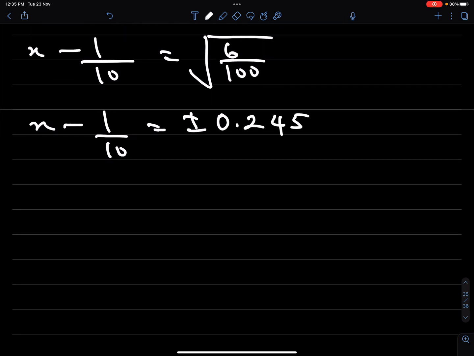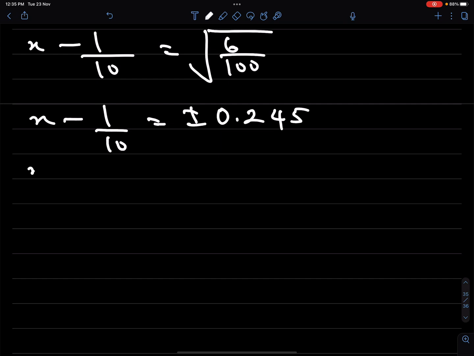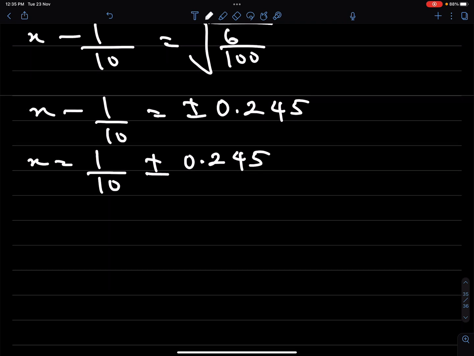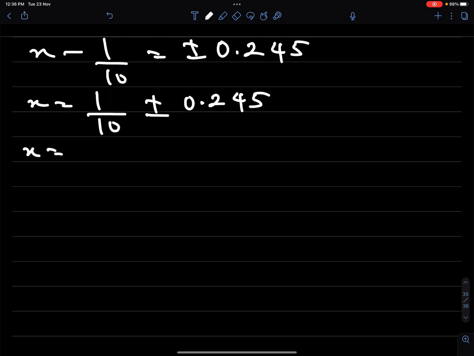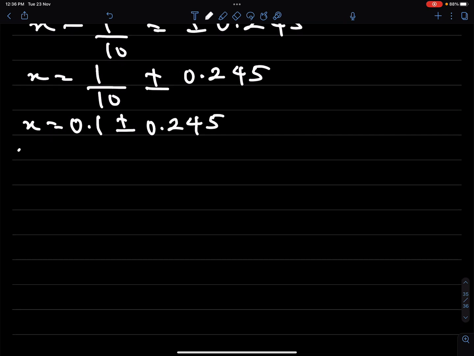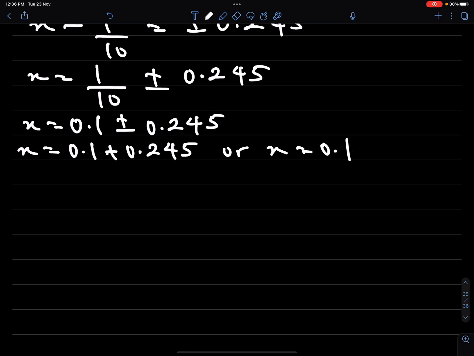0.245. So that's plus or minus 0.245, and that simply means x equals, when I take minus 1 over 10 to the right hand side, it becomes plus 1 over 10. So that's 1 over 10 plus or minus 0.245, and that means x equals 0.1 plus or minus 0.245, which means x equals 0.1 plus 0.245, or x equals 0.1 minus 0.245.